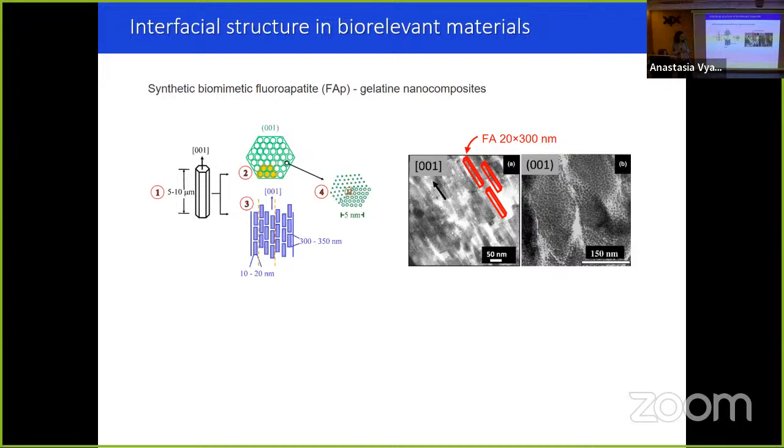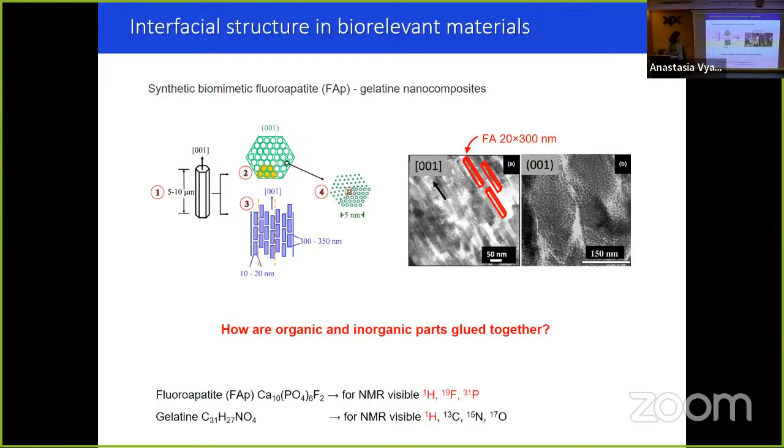And the question was, what is the phase between them? And what is the interaction which keeps the two phases, crystalline and amorphous, together? What is the cohesive force? So here we were lucky to apply NMR because both phases contain NMR active isotopes. In fluorapatite, we can probe proton, fluorine-19, phosphorus-31. Gelatin has even more NMR active isotopes, but we will concentrate on the one.